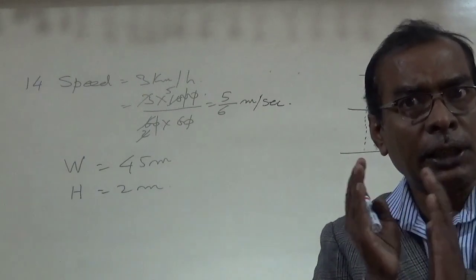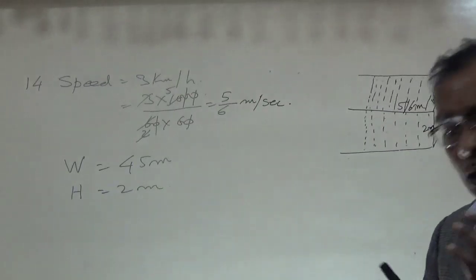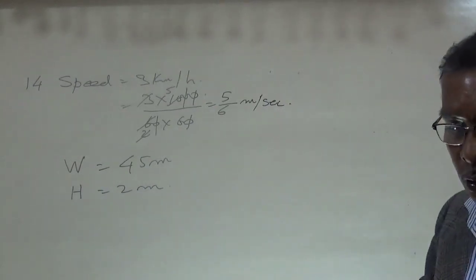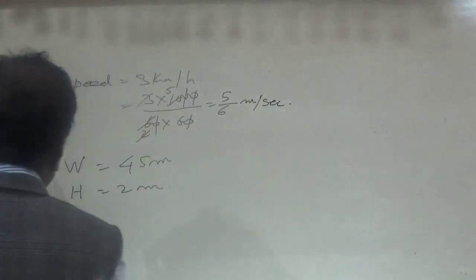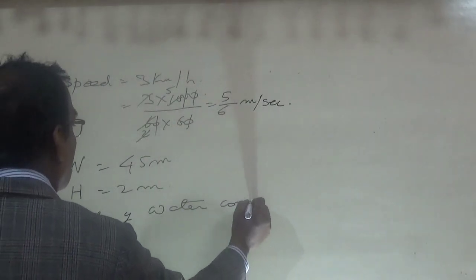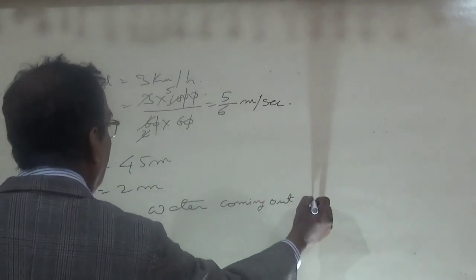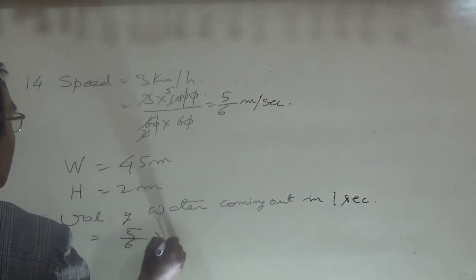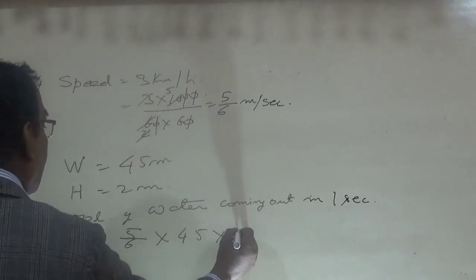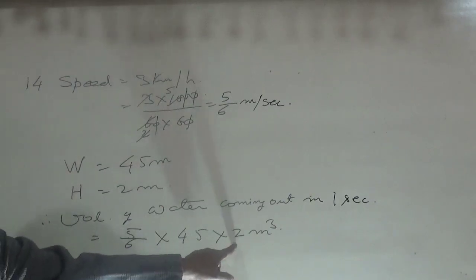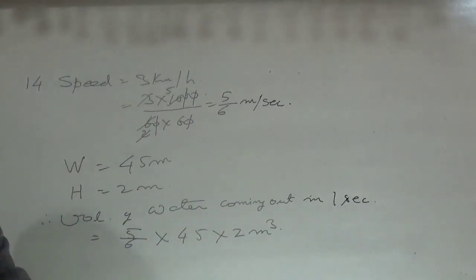How much water is coming out from the mouth of the river in 1 second? Length into breadth into height. Therefore, volume of water coming out in 1 second is equal to length 5 by 6 meter, breadth 45 meter and height 2 meter. This much meter cube of water is coming out. Mind it, this 5 by 6 meter is the speed, this is the width, this is the height. This much meter cube of water is coming out from the river in 1 second.